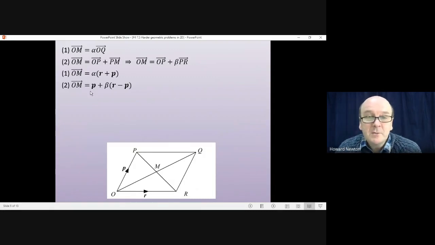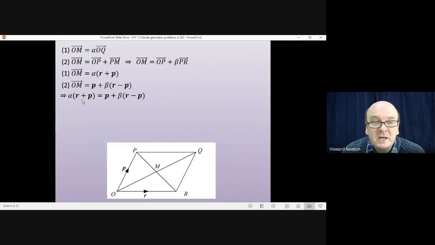Then what we do is we say, well, both of these things must be the same as each other because they are both the vector from O to M. So the first thing, alpha into (r plus p), must equal the second thing, p plus beta into (r minus p). Now, if we multiply out the brackets, we'll get alpha p plus alpha r here. And here, multiplying out the brackets and collecting together the terms in p, we'll have (1 minus beta) times p plus beta times r. And the reason why we've written it down like that is we can now use that rule that we said at the start of the lesson.